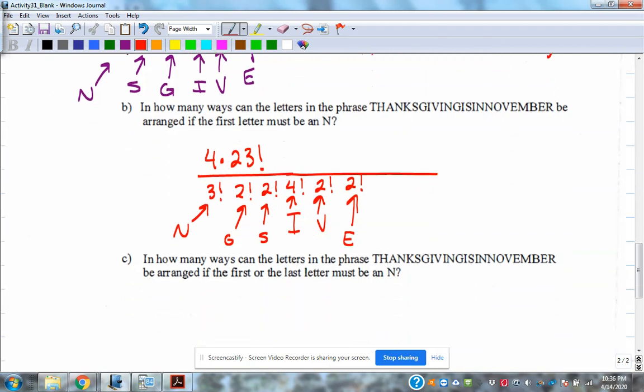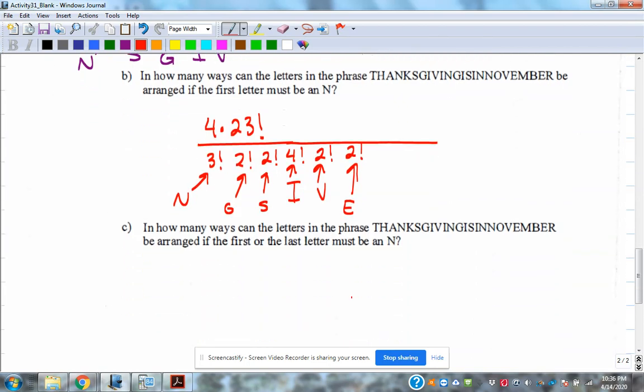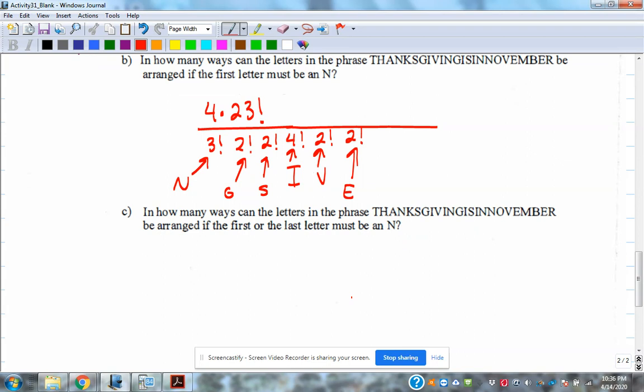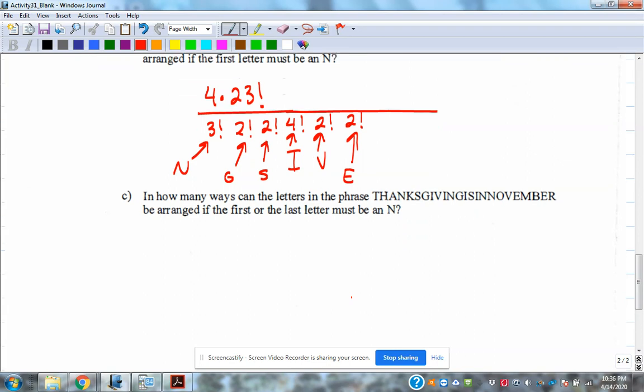All right, C part. How many ways can the letters in the phrase Thanksgiving is in November be arranged if the first letter must be an N or the last letter must be an N? So what does it look like for the first letter? We know that's 4 times 23 factorial. That's the first being an N.